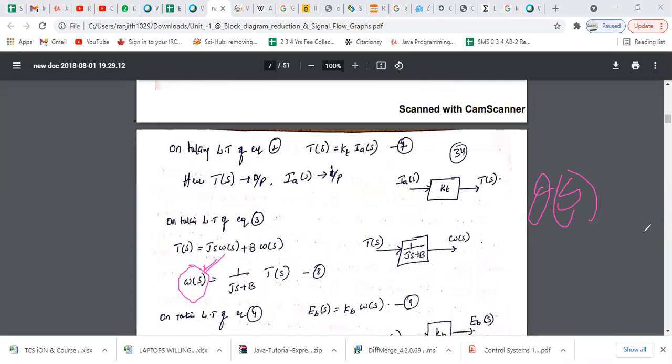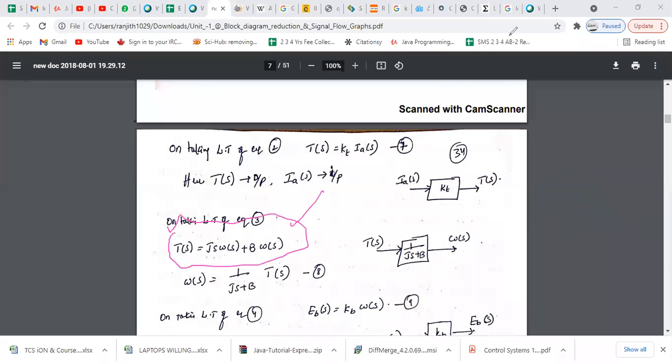Angular velocity, sir. Angular velocity. What is the input here now from this equation? What is the input in this equation? T of s. What is the output? Omega of s, velocity of the motor, omega of s, right?